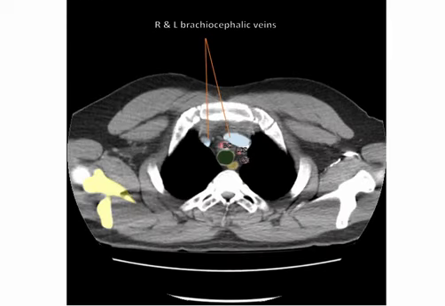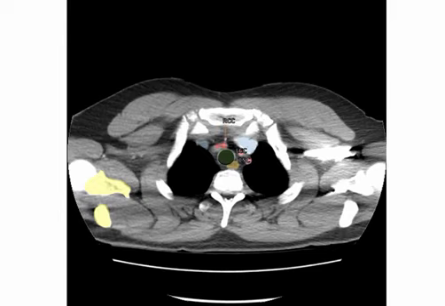Moving more superiorly, we can see the brachiocephalic trunk branching into the right common carotid and the right subclavian arteries. Also at this level, we can see the clavicle, which is articulating here with the manubrium of the sternum at the sternoclavicular joint.